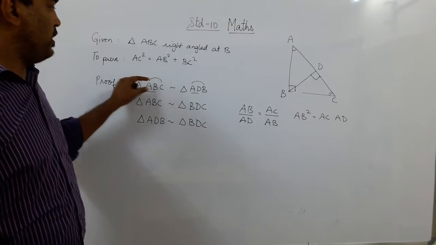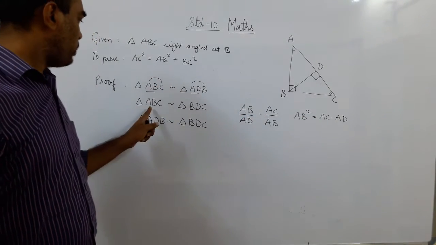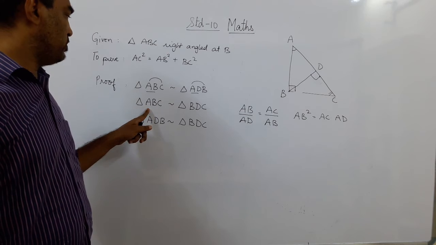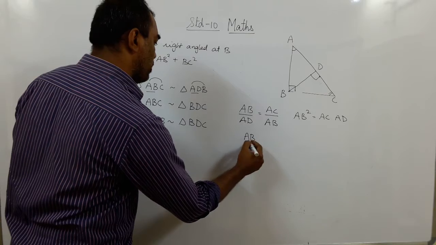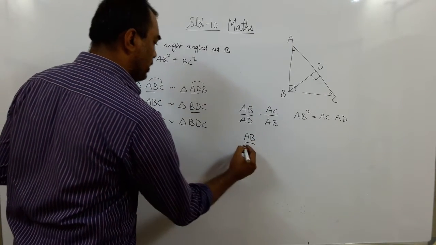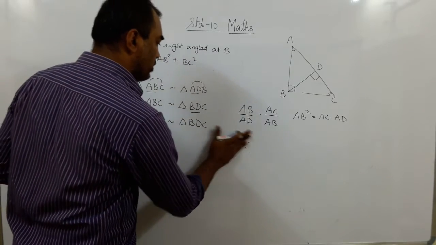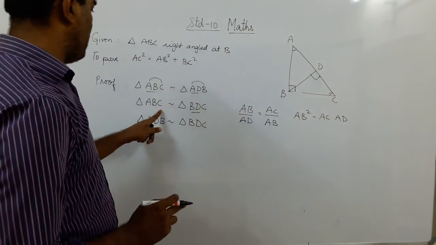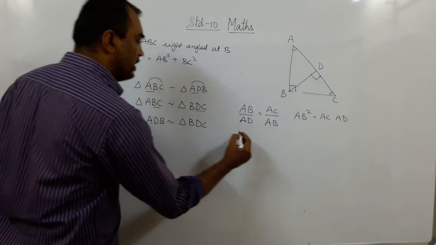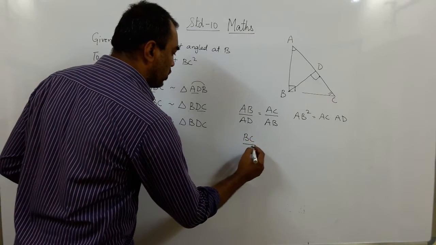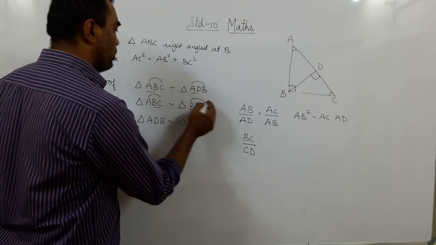Okay, so we have got AB upon AD equal to AC upon AB. Cross multiply, we get this. Now from the second one, we have got AB upon BD. No, we should not be taking that. What will we take? We will take BC upon CD. So BC upon CD equal to AC upon BC.